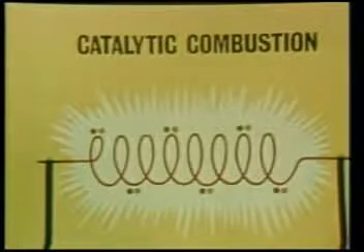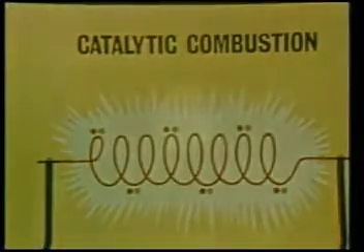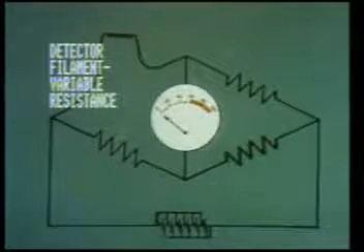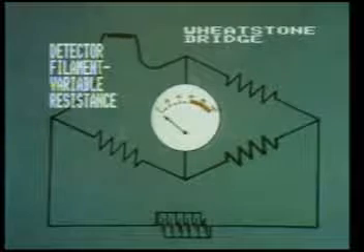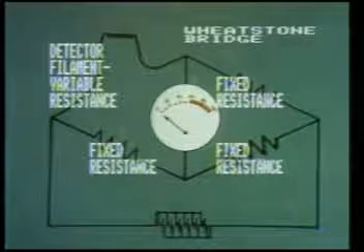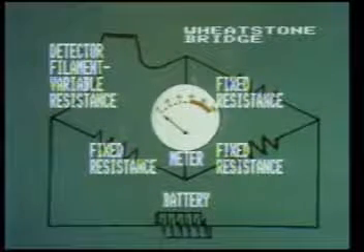The increase in temperature changes the electrical resistance of the wire. This coil of wire is called a filament, and it's one leg of an electrical circuit known as a Wheatstone bridge. The other three legs are resistors whose resistances do not change. There's also a battery and a meter connected to the circuit.